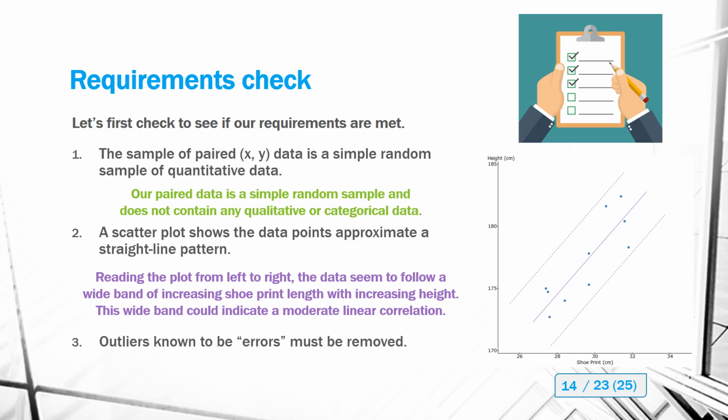But first we have to check our last requirement. Outliers known to be errors must be removed. And looking at the scatter plot of our data set, everything's more or less together. There are no real outliers for our data set. So therefore, we can now conclude that all of our requirements are met.